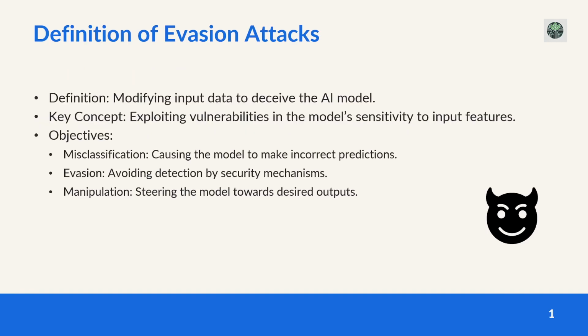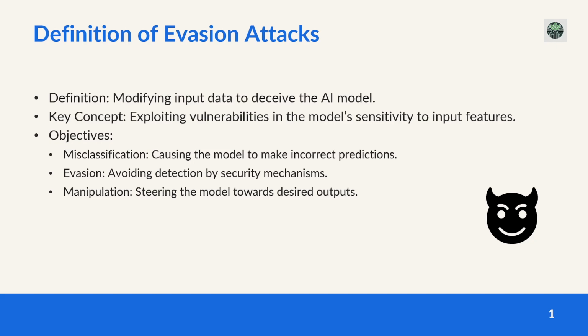To start, let's define what an evasion attack is. In simple terms, evasion attacks involve modifying input data in such a way that it deceives the AI model into making an incorrect prediction. These attacks exploit vulnerabilities in the model's sensitivity to certain features in the input data, whether it's images, text, or even voice.